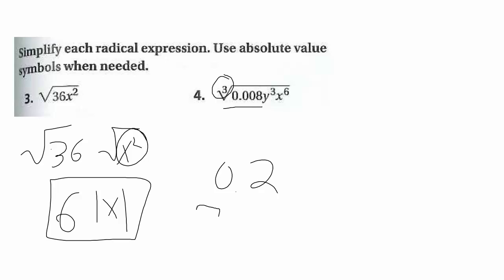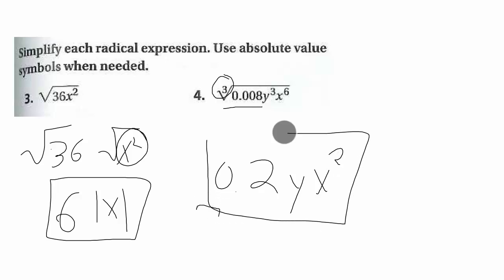And then the cube root of y cubed is going to be just y. Remember, the shortcut is divide the exponent by the index. The cube root of x to the 6 is going to be x squared, because 6 divided by 3 is 2. So you get 0.2 times y times x squared.